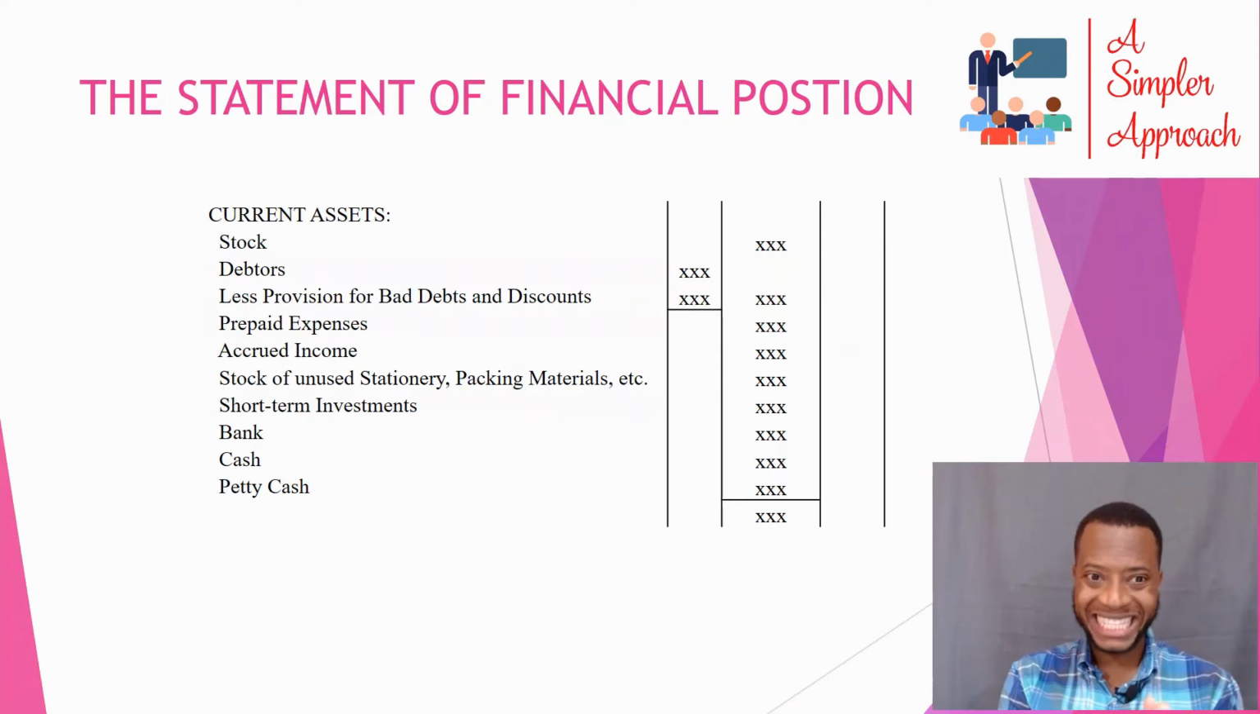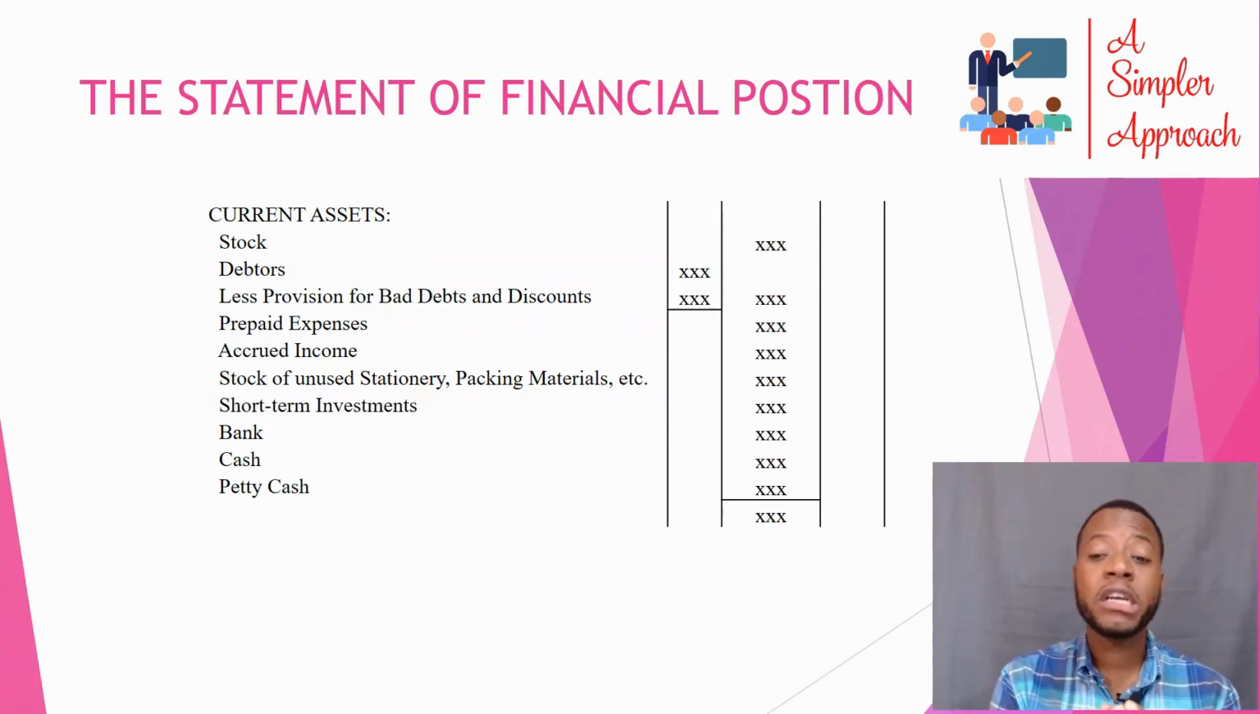The current assets section. Now, if you look here, you'll realize that there are a whole lot of things here. But the key thing to note is that all these things are current assets: stock, debtors, prepaid expenses, accrued income, stock of unused stationery, packing materials, etc., short-term investments, bank, cash, petty cash. All are current assets, fit right in their usual spot. Okay? And the total is in the middle. And you're supposed to know why.